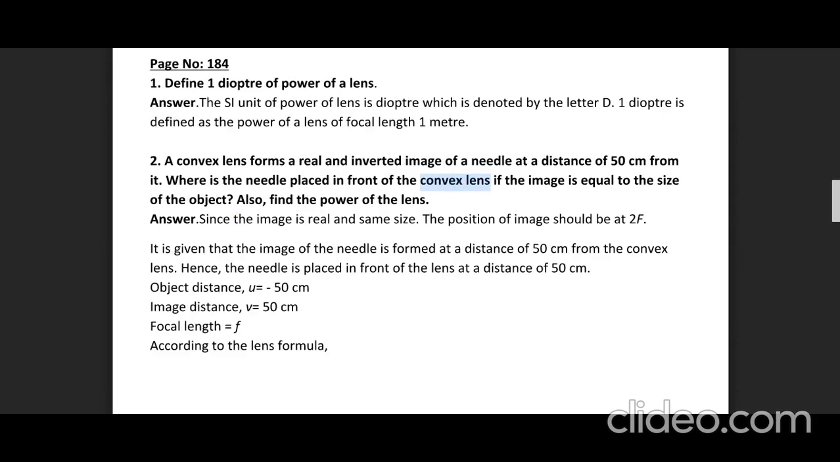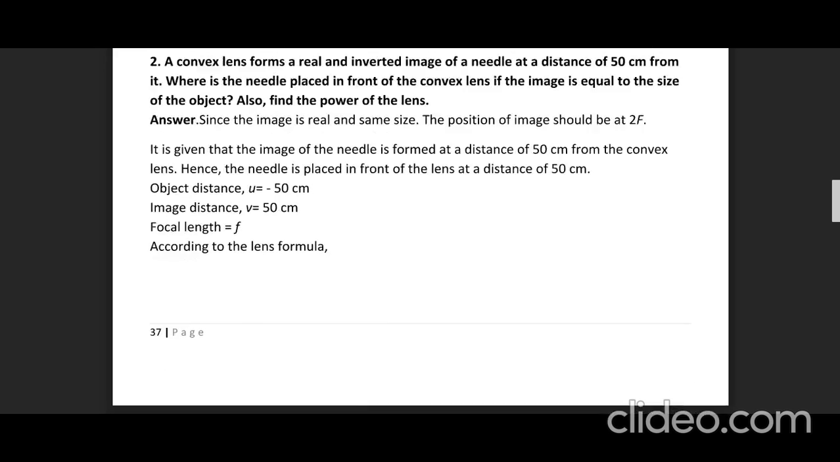अब आप बोलेंगे सर आपने u और v दोनों ही 50 क्यों ले लिए? बिकॉज क्वेश्चन में आप देखिए given that image of the needle is formed at a distance of 50 centimeter from the convex lens, right? So 50 centimeter पे image form हो रही है, hence the needle is placed in front of the lens at the distance of 50 centimeter. मतलब image पीछे फॉर्म होगी तो ऑब्जेक्ट कहाँ पड़ा हुआ है? आगे, right?